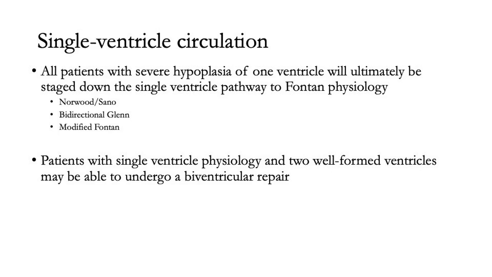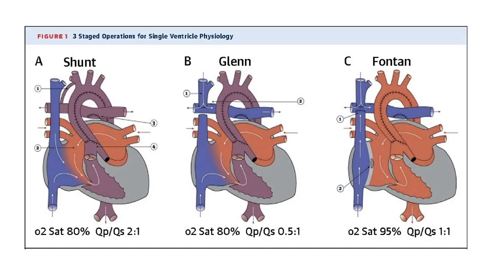Patients with single ventricle physiology and two well-formed ventricles may be able to undergo a biventricular repair. Figure A shows the Norwood procedure, which is the first stage in the formation of a single ventricle circulation in patients with hyperplastic left heart syndrome.